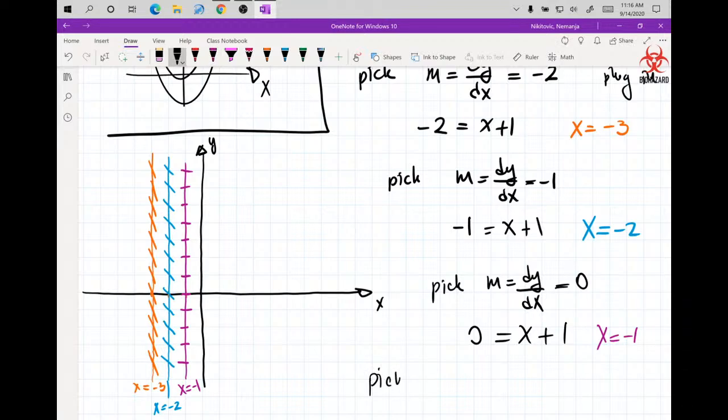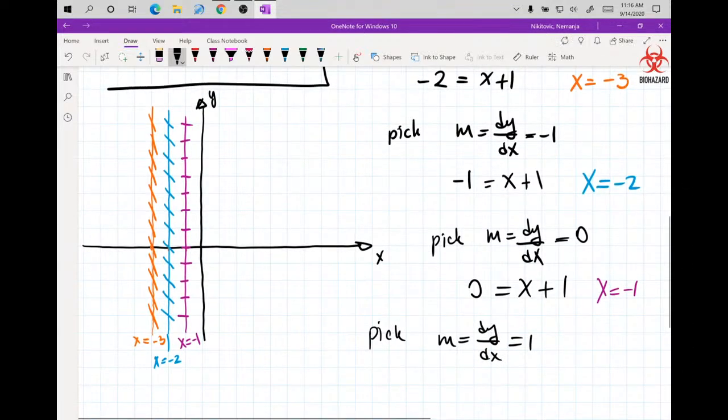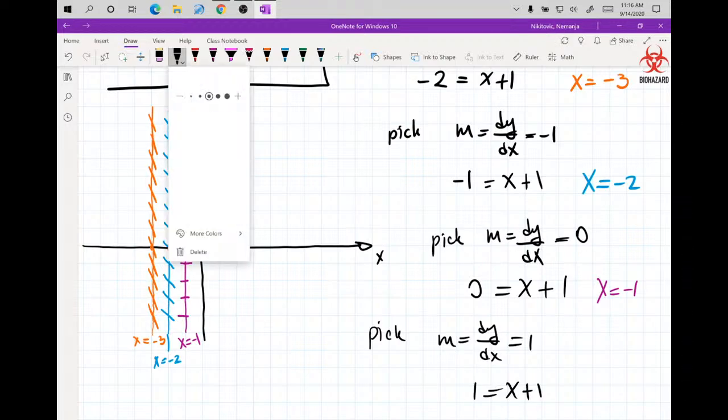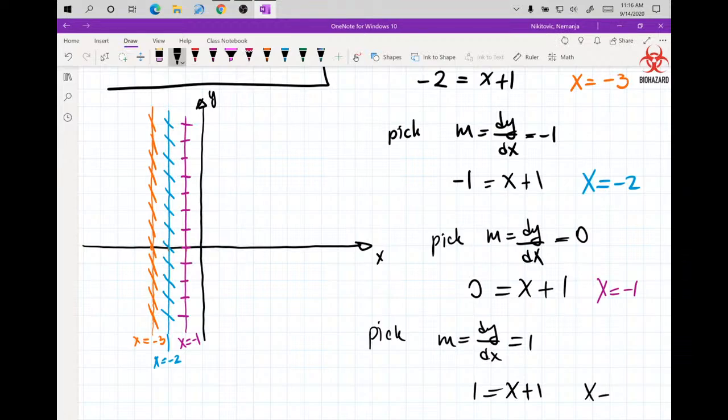All right. Pick m equals dy/dx equals 1, and we get 1 equals x plus 1. And let's stay in black. x equals 0. So now the line x equals 0, which is our y-axis, gets the slopes of 1, which is 45 degrees. So it's getting these 45 degrees this way, right? They're trying to hit the corners of adjacent squares. So that's a 45 degree like that.